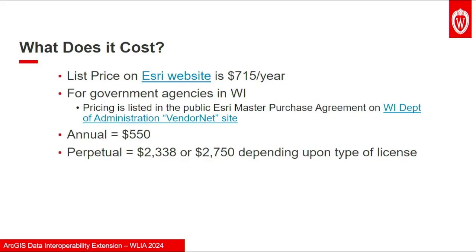Nope. So in this case, list price is a little over $1,700. That's straight from the Esri website. If you're in state government, county government, city government, I believe the pricing structure is the same for everybody. This is a public document that's out there. I'm not disclosing state secrets.